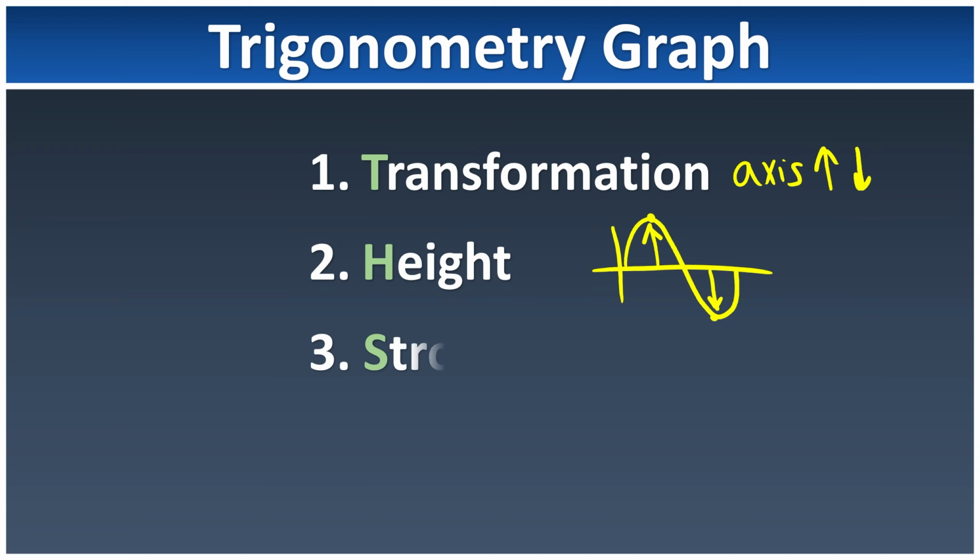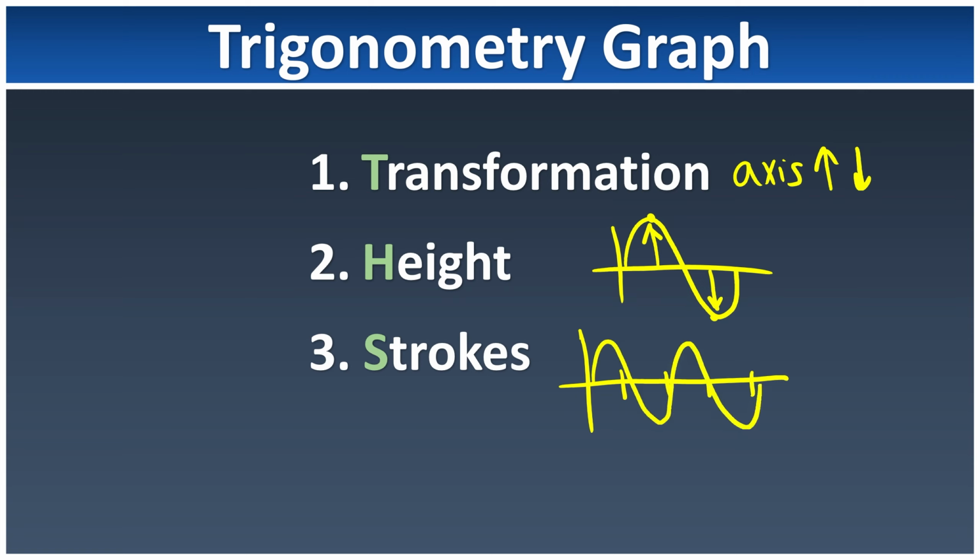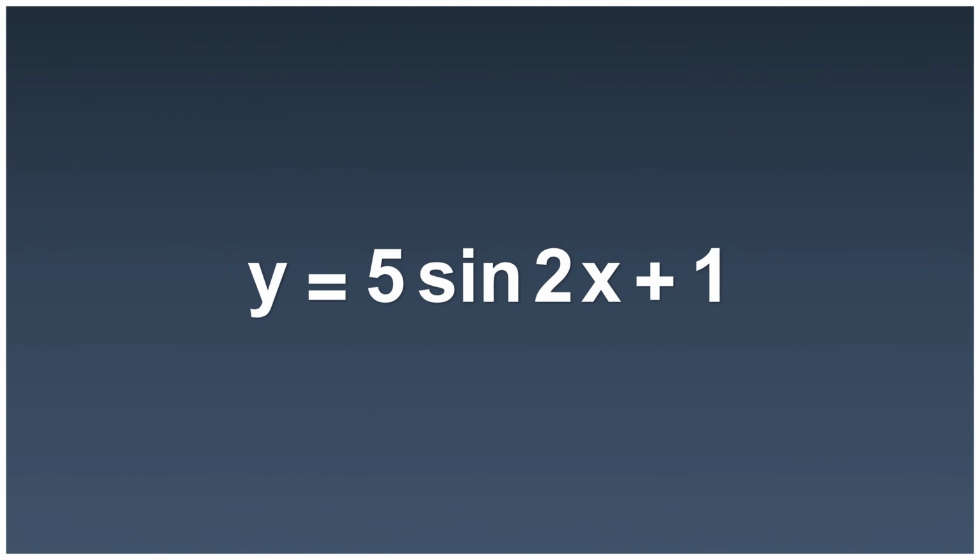Third step is the strokes. I want to know altogether how many strokes of the wave I'm going to draw in the end. And last, we need to know what is the angle for each of the strokes. This is what I call THSA. Let's begin with 5 sine 2x plus 1.